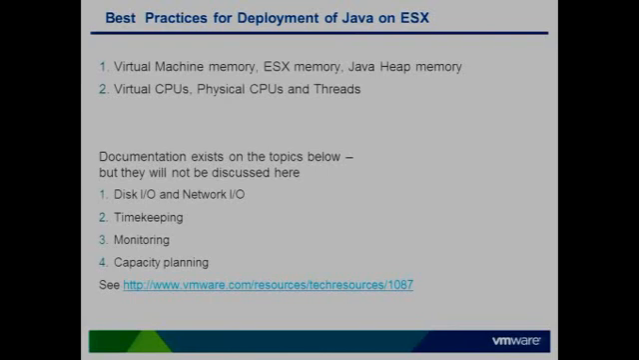But there are an awful lot of Java applications in the world that will do fine with 2 virtual CPUs. And that's pretty much the best practice there. So I'm going to focus on those 2. There are others that you see at the bottom there, which are fully described in that paper, vmware.com/resources/tech-resources/1087. That's kind of our master document for collecting best practices together.